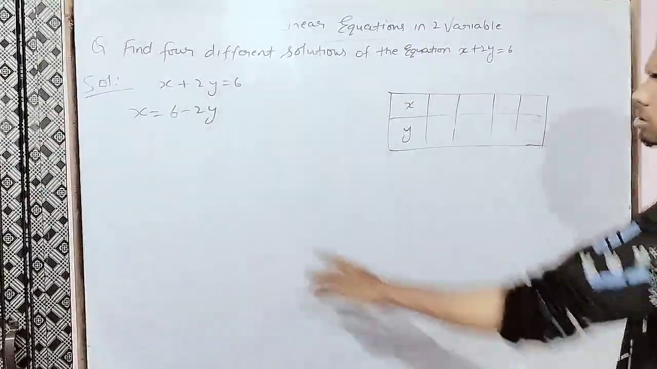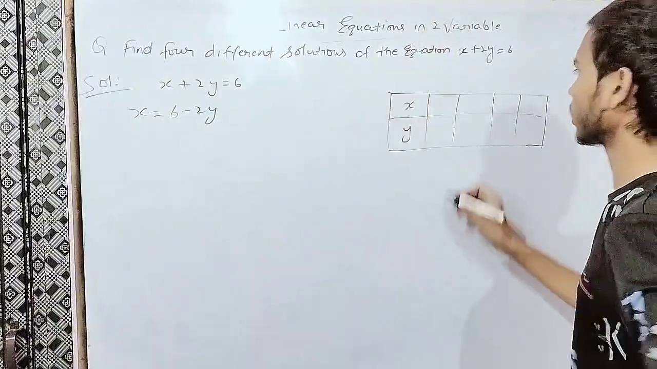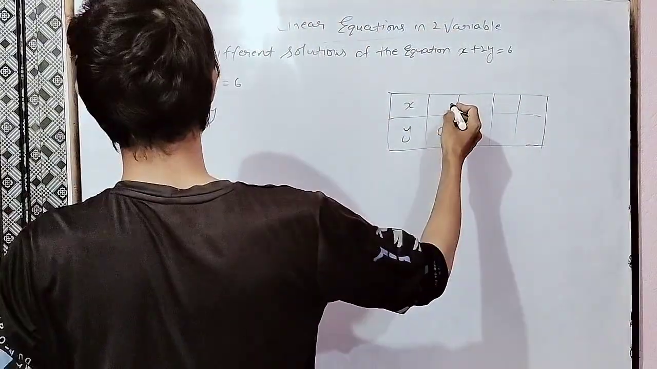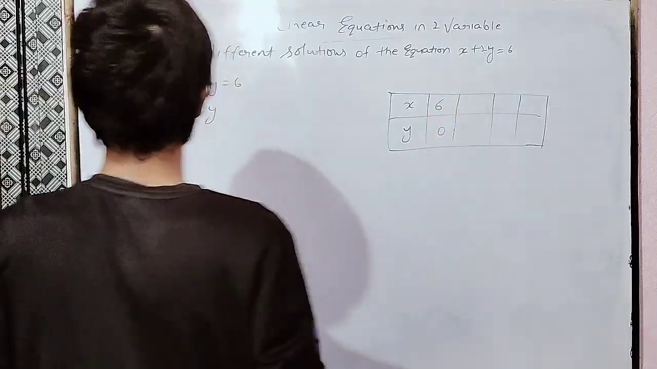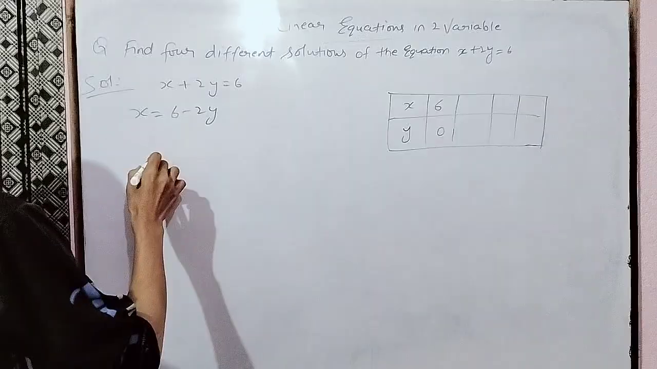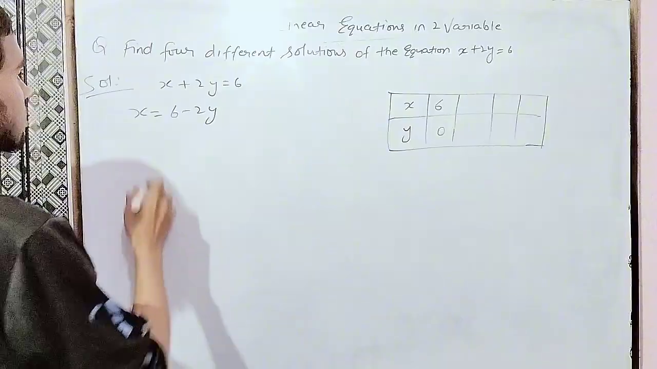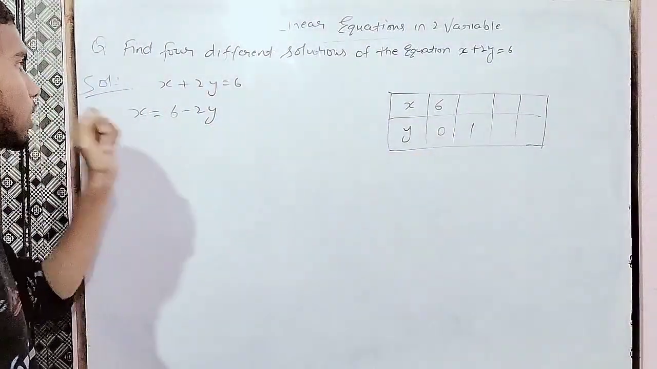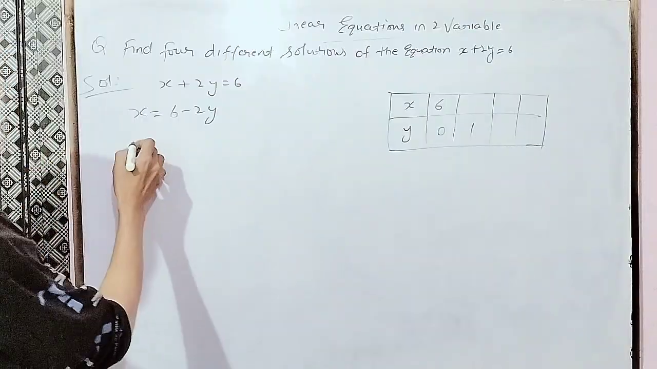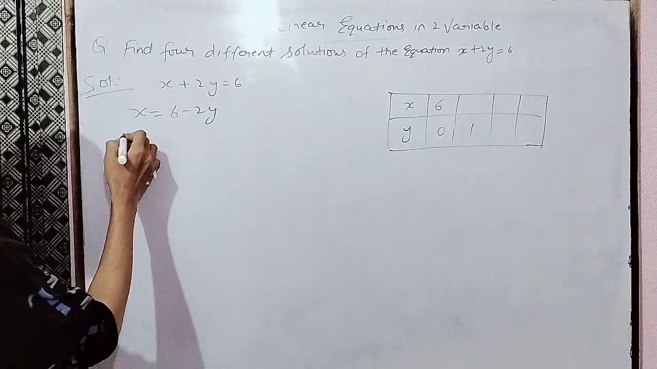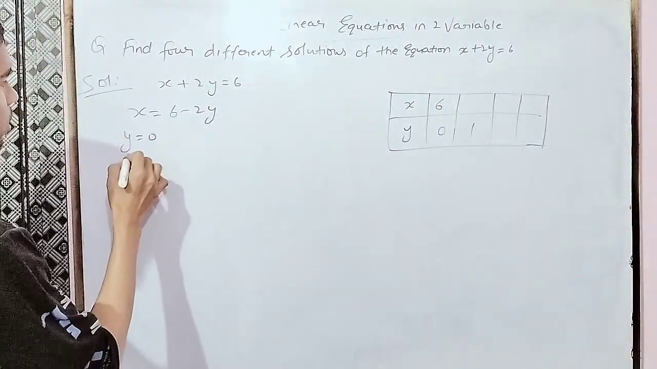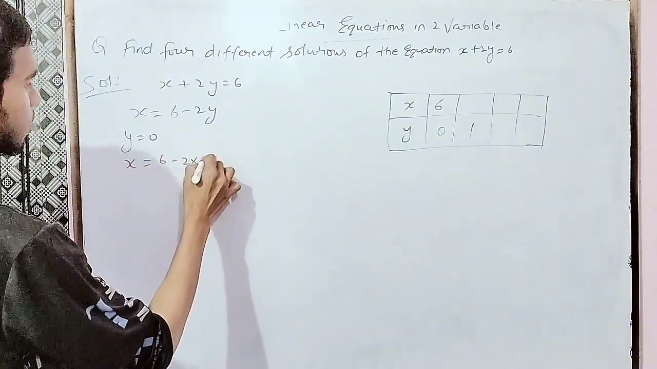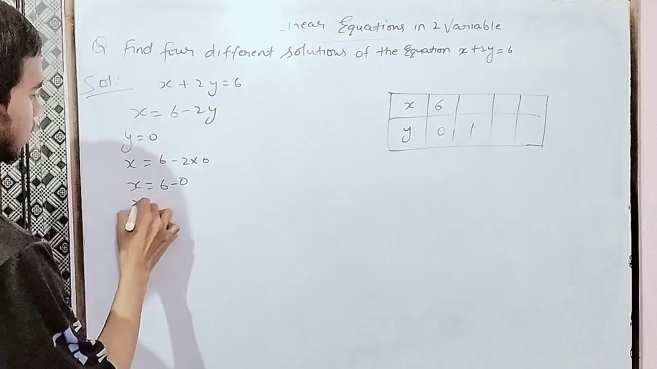If we put 0 in place of y, then what will happen? So 6 minus 0, 0. No, 6 minus 0, 6. If we put 1 in place of y, then what will x be? So first y is equal to 0. Okay, so x is 6 minus 2 multiplied by 0. So 6 minus 0, it will be 6.